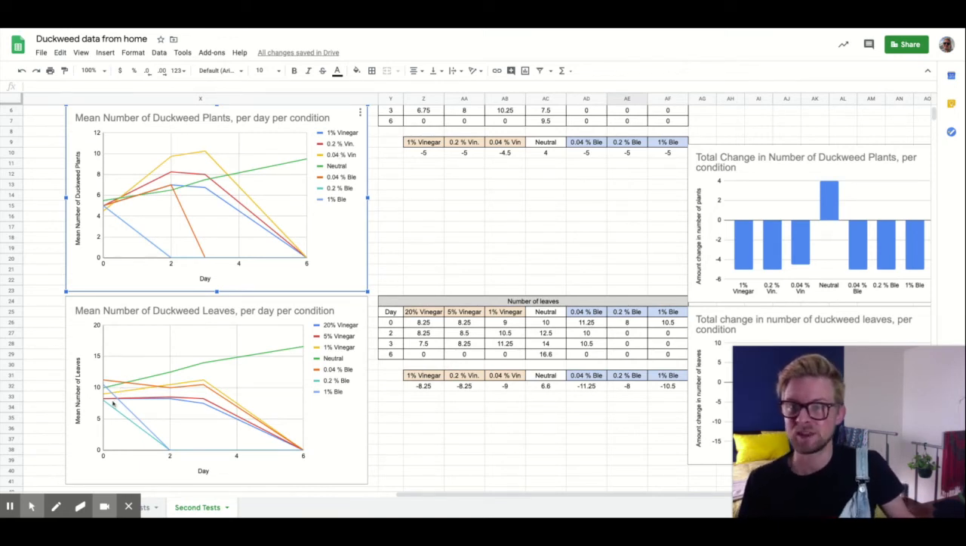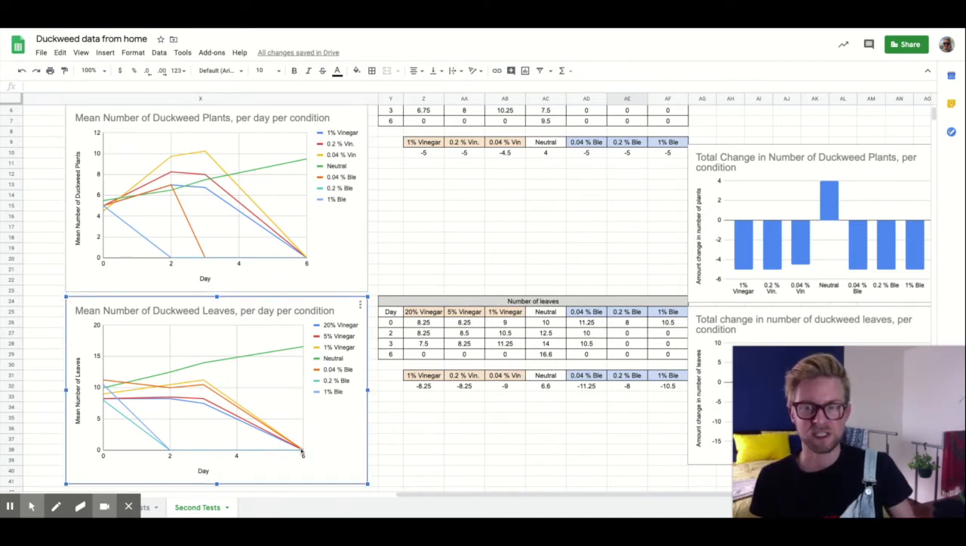That goes with the number of duckweed leaves too. In the neutral condition only was there an increase in the number of leaves, whereas in all of the other conditions with acid and base, all decreased over time, resulting in their death, which is how they all ended up at 0.